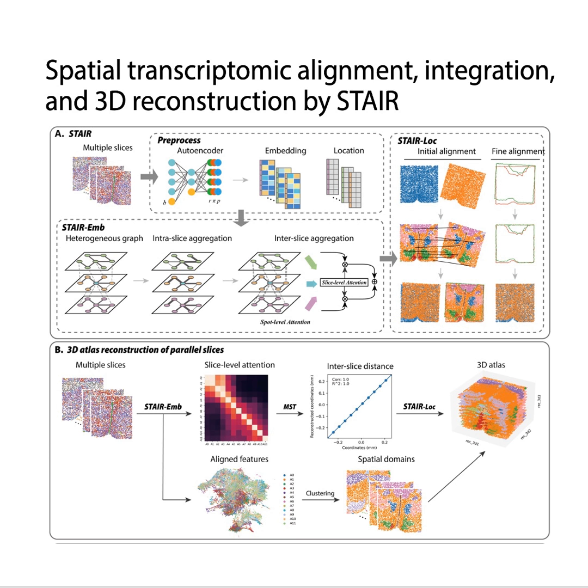The 10x Visium dataset from the human dorsolateral prefrontal cortex, the DLPFC. They used 12 slices across 3 separate brain samples, right? Testing STAIR's ability to correctly assign spots to the known anatomical layers. And the results were, well, they were definitive. When integrating all 12 slices at once, STAIR achieved an integration accuracy, which we measure with something called the adjusted Rand index, of 0.65. And how does that compare?